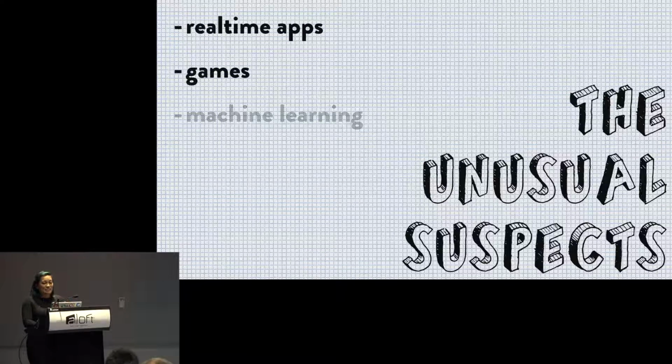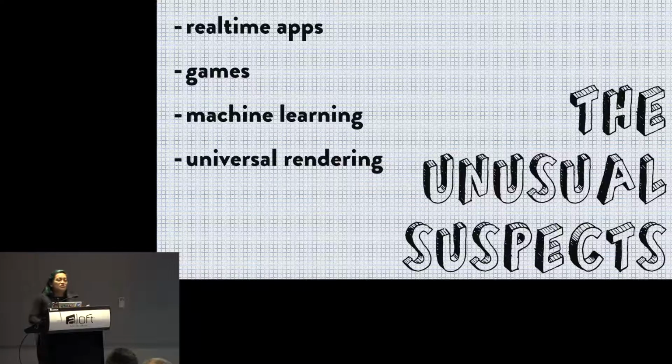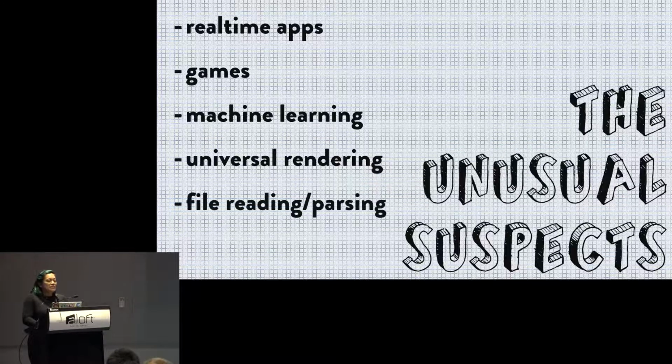So I'm going to hit these real quick because we're going to delve into each one on their individual slides. But with Node, you can build real-time applications, games, machine learning. You can do machine learning on it. You can do universal rendering, file reading and parsing, and IoT. So these are the, how many are there? 6 topics that we're going to delve into now.